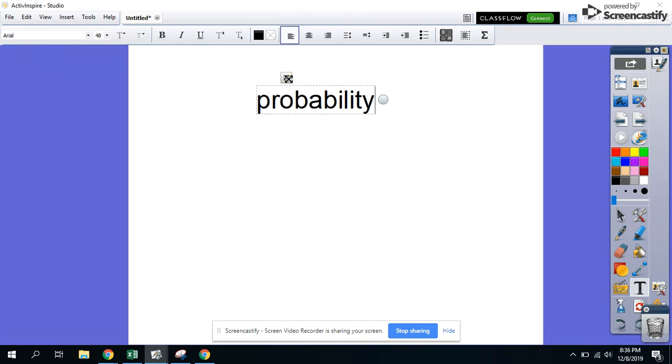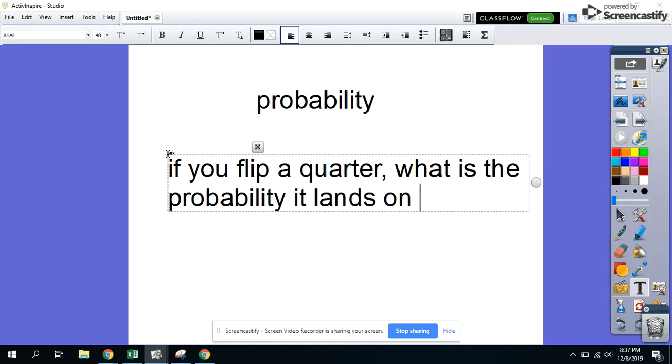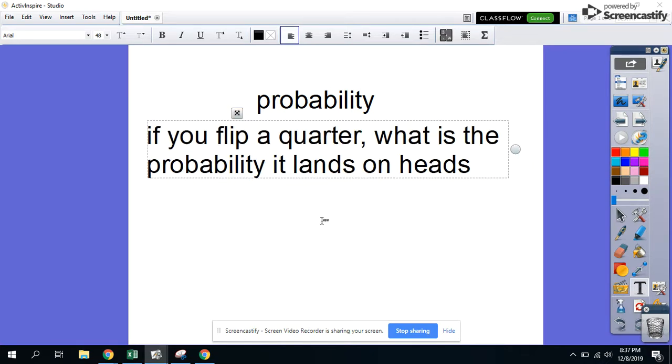Now, today is just going to be an intro. I'm going to take just a couple minutes and explain a few things, and then let y'all answer some problems and see what y'all can figure out, and we'll really dive more into depth when I get back with this. But probability is what are the odds that something happens. So, for instance, if you flip a quarter, what is the probability it lands on heads?